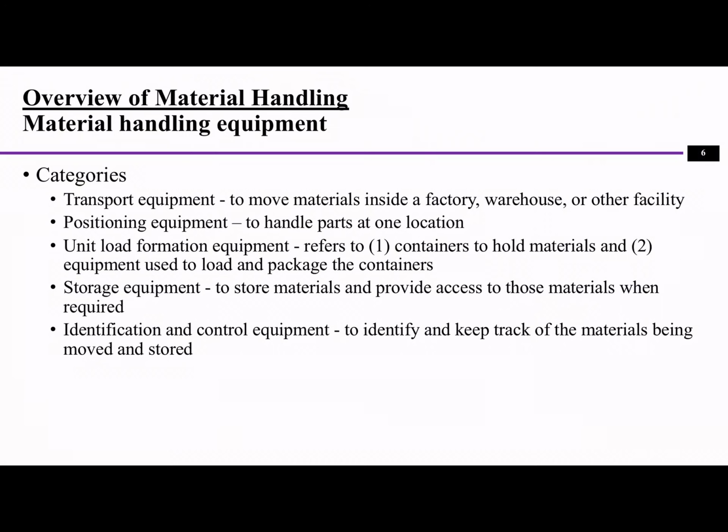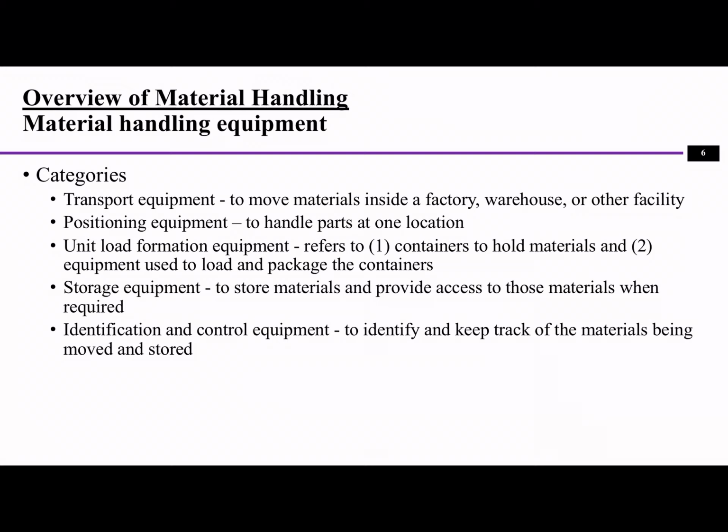And in terms of the equipment, there are also several different categories. One type of equipment is, of course, transport itself, for example AGVs or a conveyor belt. Basically, they move material inside a factory, in a warehouse, or a facility. Another type of equipment is positioning equipment, which is to handle parts at one location, to make sure all the material is at the right location or right position.